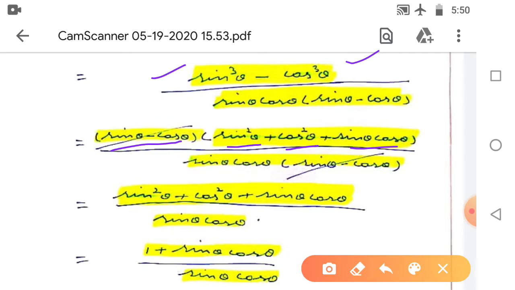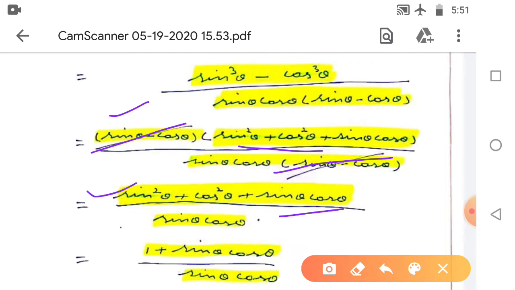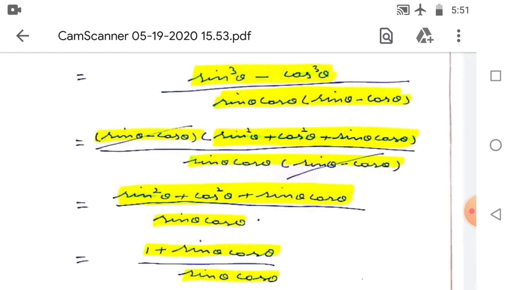Here we have sin cube theta minus cos cube theta. So we have sin theta minus cos theta into sin square theta plus cos square theta plus sin theta cos theta. Clear? In the next step, this is gone, right? So instead of writing sin square theta plus cos square theta, we write 1. So it becomes 1 plus sin theta cos theta upon sin theta cos theta here.